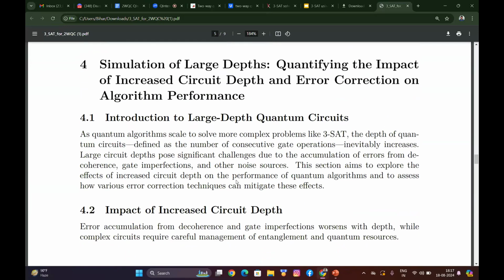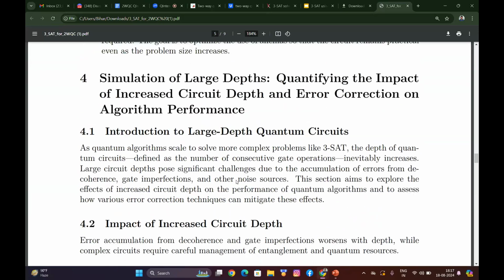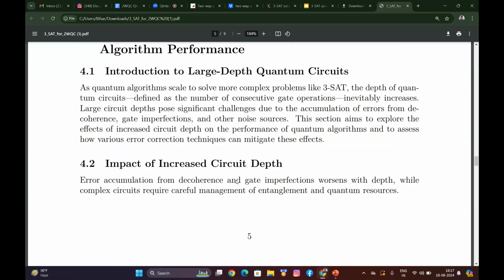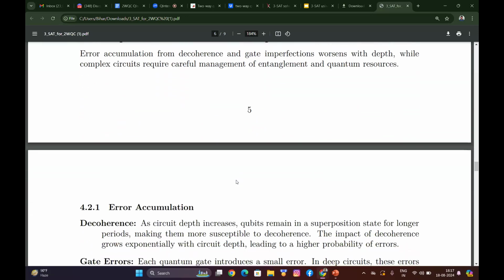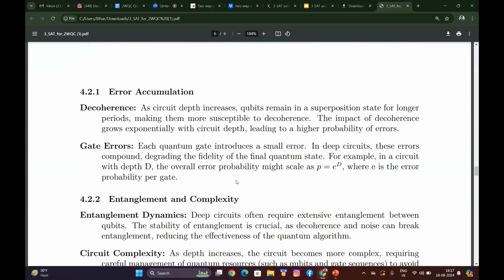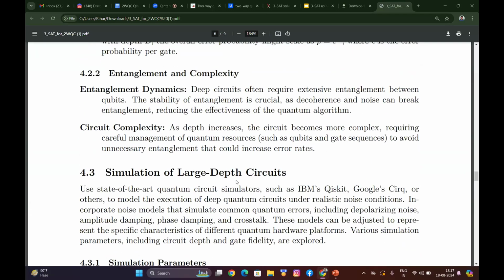I will not take much time. This is the last. I will just wrap it up as fast as possible. So further, we have to simulate the largest circuits, and the impact which we have in these circuits because of decoherence and gate errors.